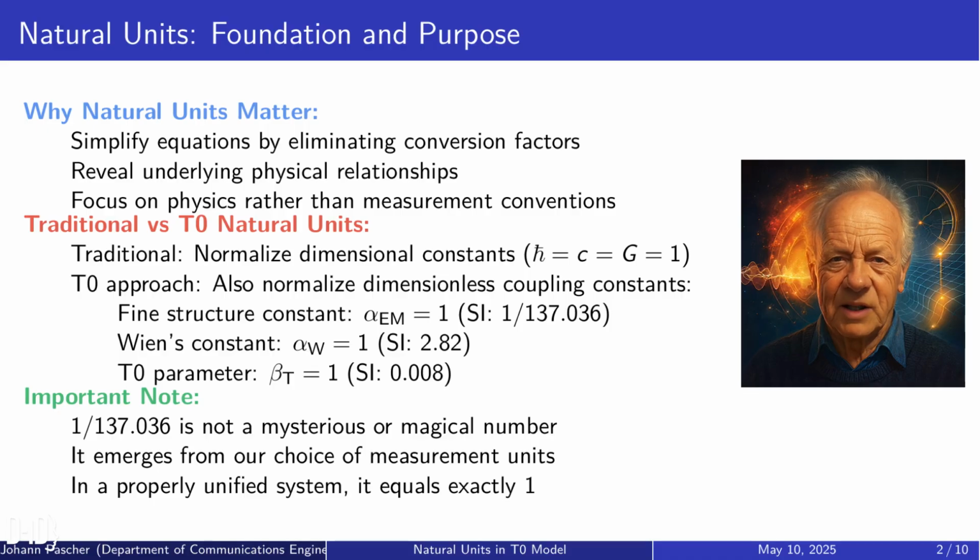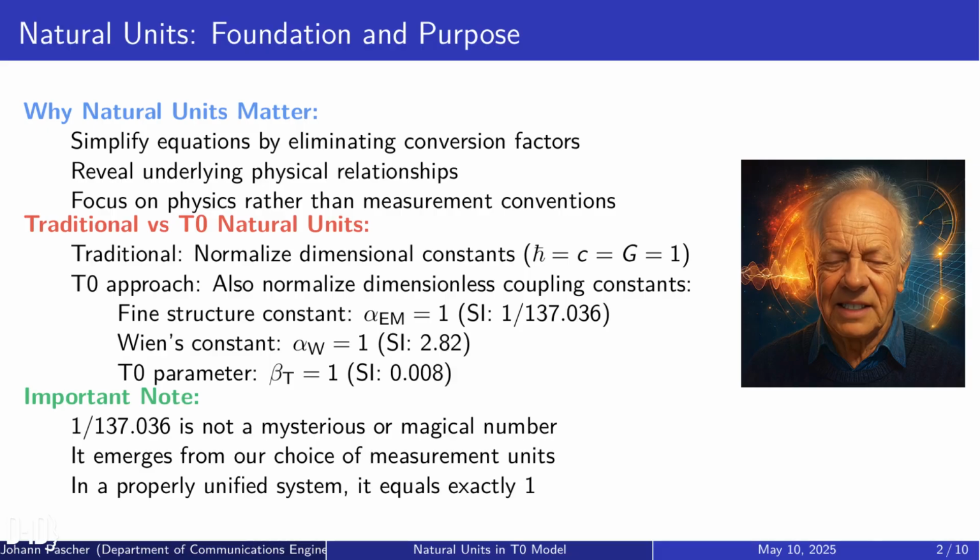Natural units matter for three key reasons. First, they simplify equations by eliminating conversion factors that often obscure the underlying physics. Second, they reveal fundamental relationships between physical quantities. And third, they allow us to focus on the physics rather than arbitrary measurement conventions.